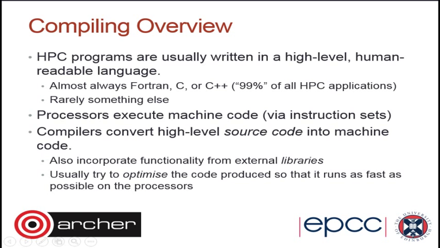Now, the compiler is doing this translation, but also at the same time doing a whole load of other things. So it's doing error checking, it's pulling in external libraries, which we'll talk about in a moment, and also doing optimization to try and make this executable, this machine code, go as fast as possible. Again, we're going to talk about this in detail slightly later on.